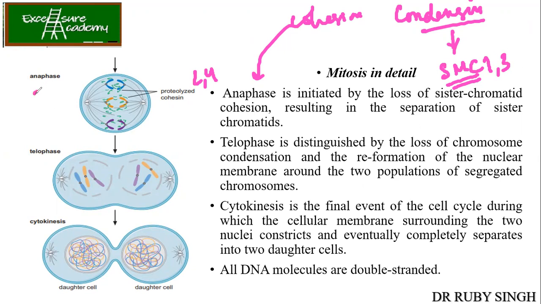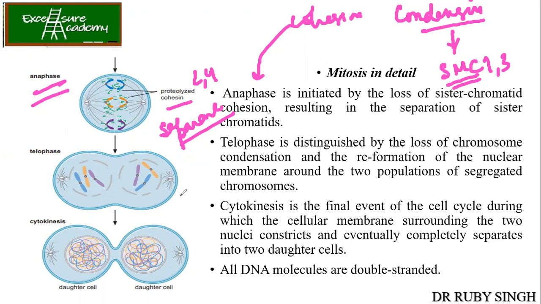Okay, so in the anaphase, the cohesion is getting proteolyzed. If you go back to the previous lectures, you will see that this cohesin is being cleaved by the enzyme called separase. This enzyme gets activated during the cell cycle, and this is going to proteolyze the cohesin protein.